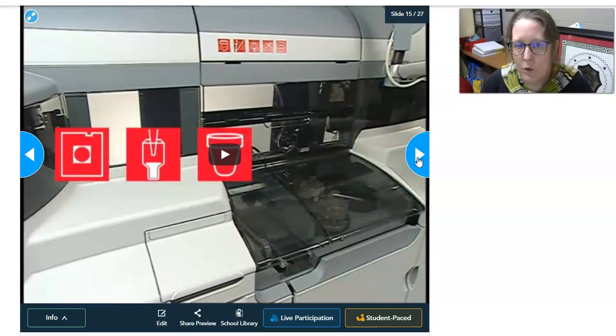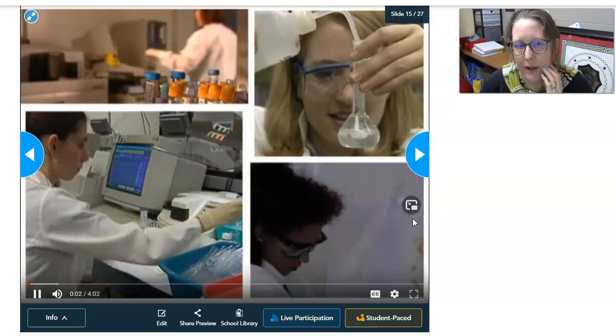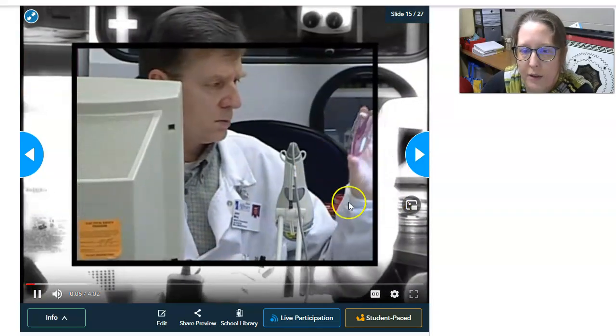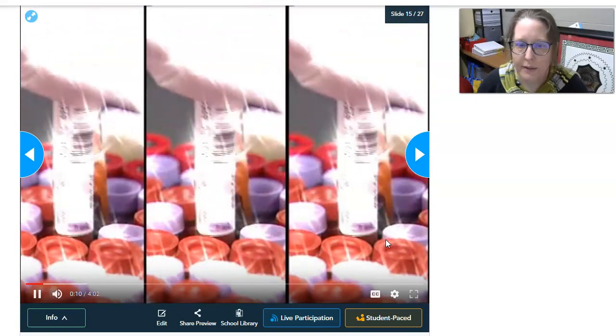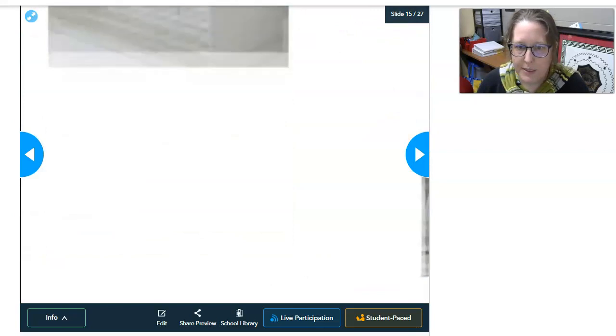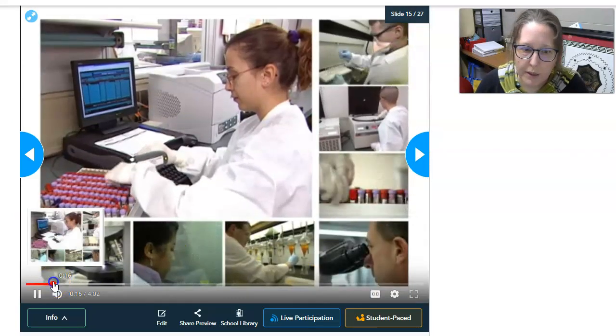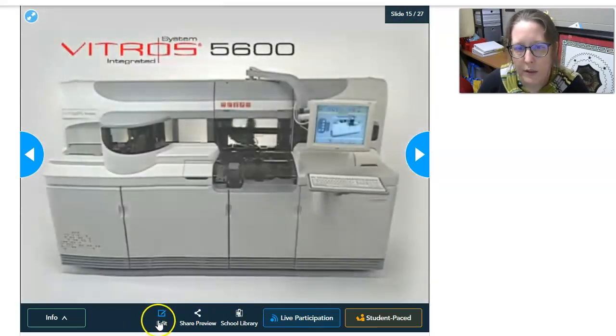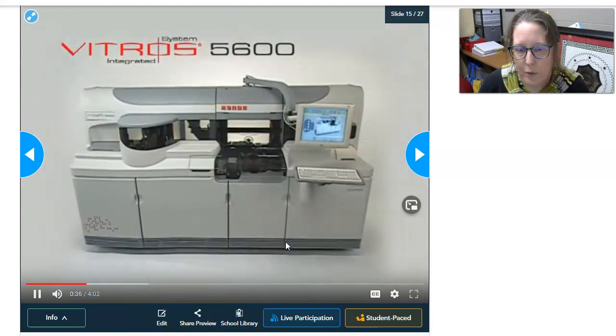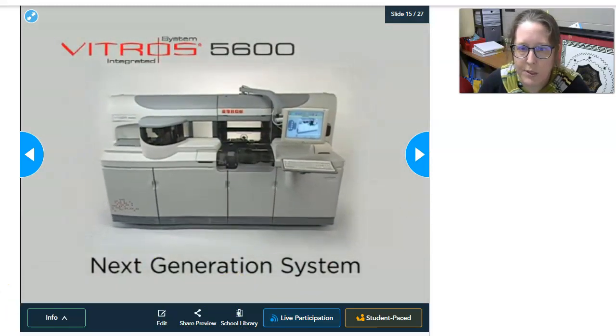But in the meantime, I want to show you another big analyzer. So again, this is a random access discrete analyzer with a bunch of different modules. I will link it also in the comments. This is a Vitros one, and so it's widely used. They're doing a little bit about automation in the lab and testing volume, etc. This one's on the 5600. So this is what it looks like again. Big, lots of different modules in there.